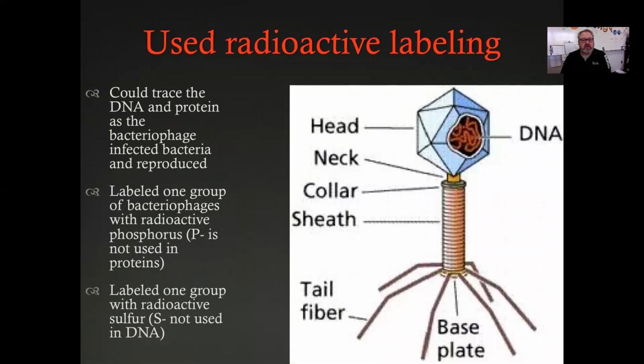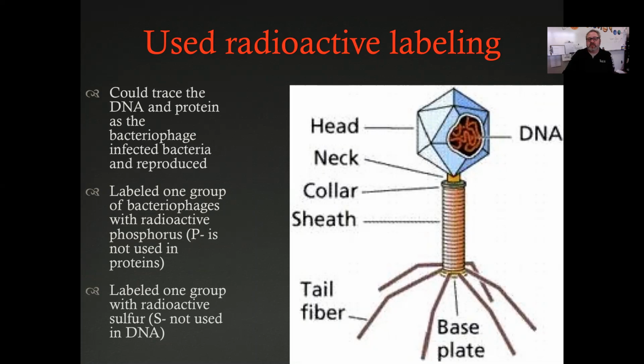So what they did was they used a process of radioactive labeling, and they radioactively labeled different parts of the virus, the DNA part, and then, well, let me back up a second. You can trace the DNA and the protein as the bacteriophage infects the bacteria, because it's going to start reproducing. And if it starts reproducing radioactively labeled bacteria, that means that it was producing radioactive molecules. So one group was labeled with bacteriophages that have radioactive phosphorus.